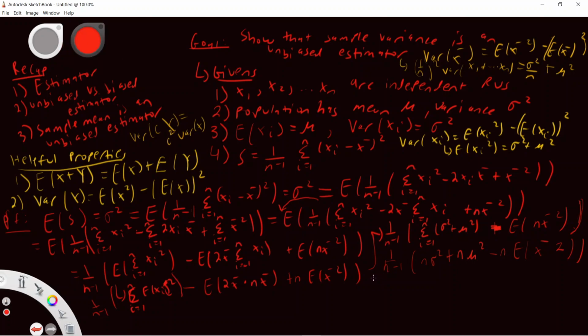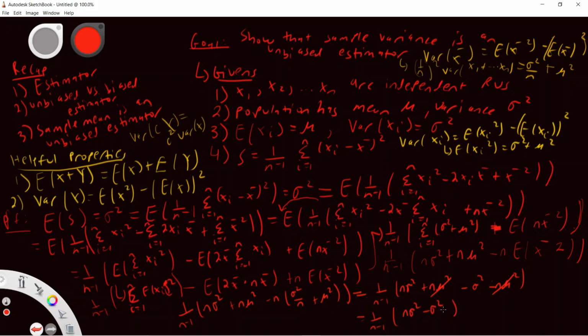So this part is just going to be, let's write it down here, 1 over n minus 1 times n sigma squared plus n mu squared minus n times sigma squared over n plus mu squared, and let's close the parentheses. When we combine like terms and simplify, you'll have 1 over n minus 1 times n sigma squared plus n mu squared minus sigma squared minus n mu squared. But what happens? The n mu squared terms cancel out, and this is just going to be 1 over n minus 1 times n sigma squared minus sigma squared.